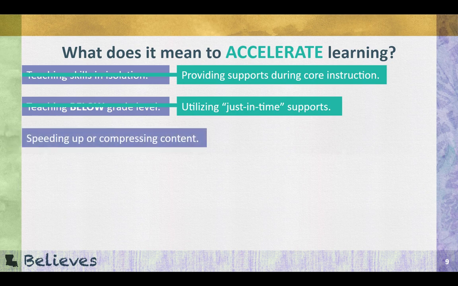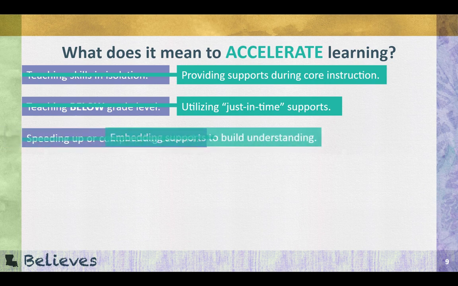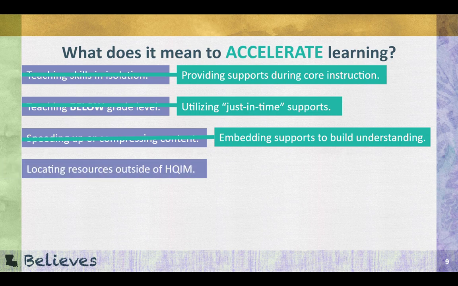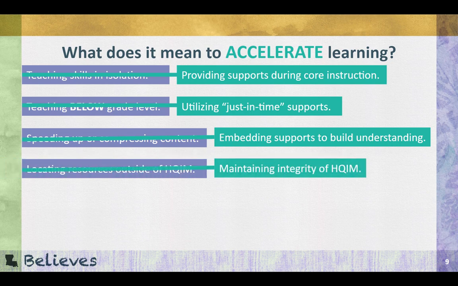Accelerated learning does not suggest speeding up instruction or compressing content to get through more in less time. Instead, use the embedded supports in the HQIM or high-quality instructional materials to build understanding. This also does not mean having to continuously locate resources outside of HQIM to accelerate learning. Instead, the concept of accelerated learning is to maintain the integrity of the HQIM by using the resources that are already available.